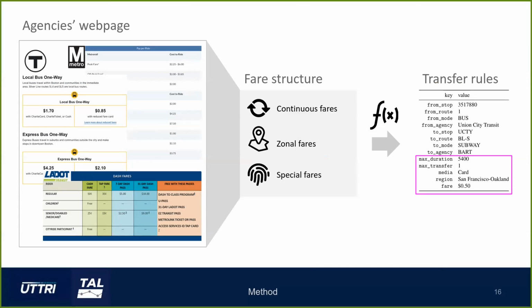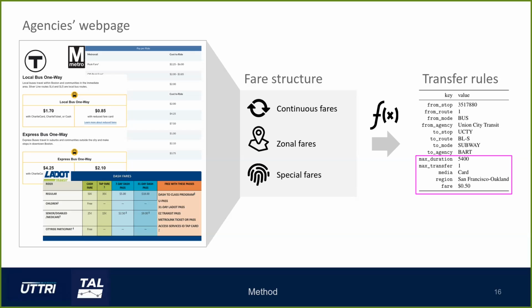The second part was the mapping step. So we mapped rules, values, transfer, gratuities, exceptions of the 139 agencies in our study. The first step was to classify the fare structures into continuous, zonal, and special fares. By continuous, we mean a predefined ratio or constant value, for example, distance-based fares and flat fares. Continuous fares are the most commonly used fare structure, as they are simple and easy to comprehend.